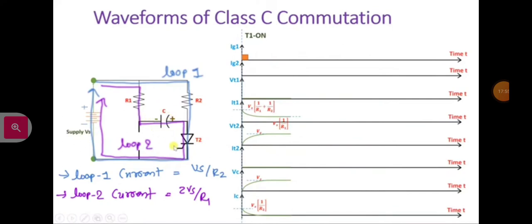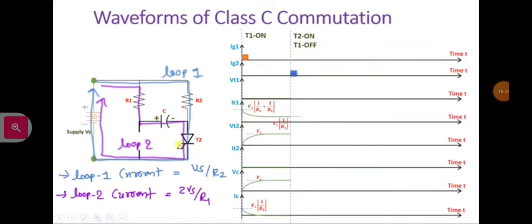Current through T2 will change from 2Vs by R1 plus Vs by R2 to Vs by R2, right? So let us see all those things by waveform. So see, as we are giving gate pulse over here, T2 will get turned on and T1 will get turned off.